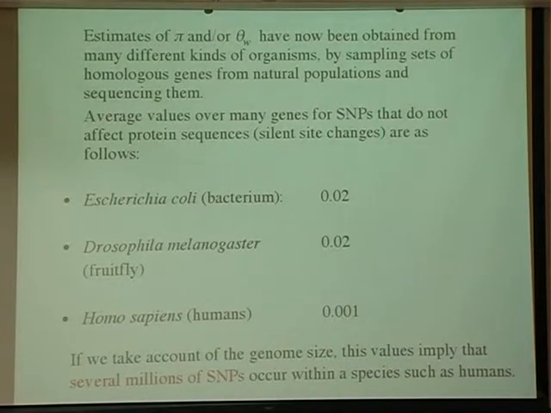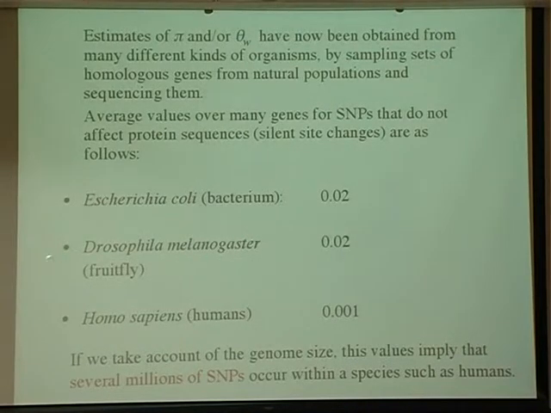So we can estimate theta and pi. Here's some typical values. E. coli, silent sites, 0.02. Quite high, 2%. The highest one on record, I think, is about 15%. It was recently reported from a species of nematode.